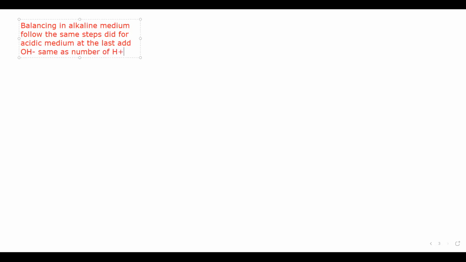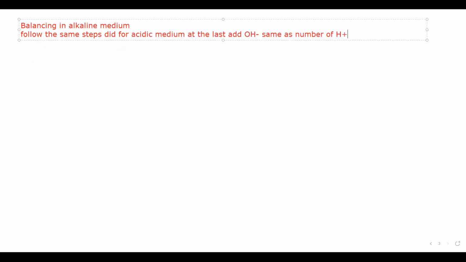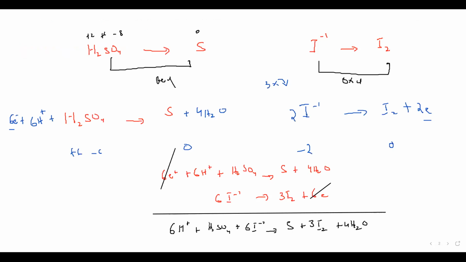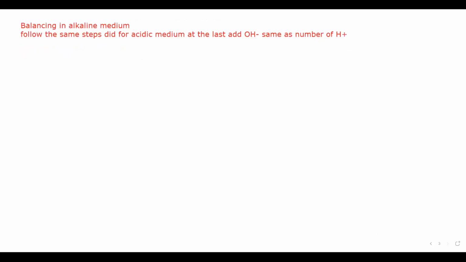That's the only thing. Like for example, when we balanced the previous equation, that equation is in acidic medium, with 6 protons plus sulfuric acid. So we had the equation in which we have 6 protons plus sulfuric acid H2SO4 plus 6 iodide ions.